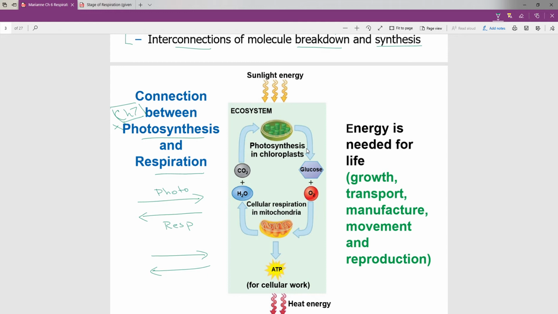Or if you wanted to say respiration's going forward and photosynthesis backward, regardless, they are the reverse of each other. So that's what this is illustrating, in that the top part here is photosynthesis and the bottom part is respiration, and they're linked in this way. So energy's needed, just as a reminder from chapter 5, for growth, transport, making of molecules or the driving of chemical reactions, movement or translocation or locomotion, and the reproduction of cells.